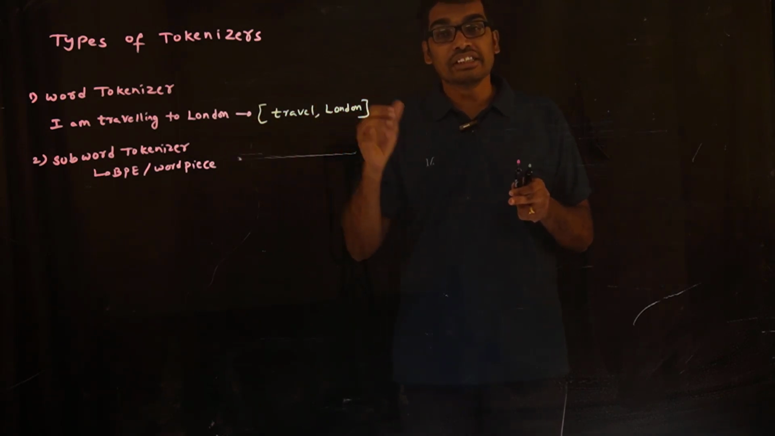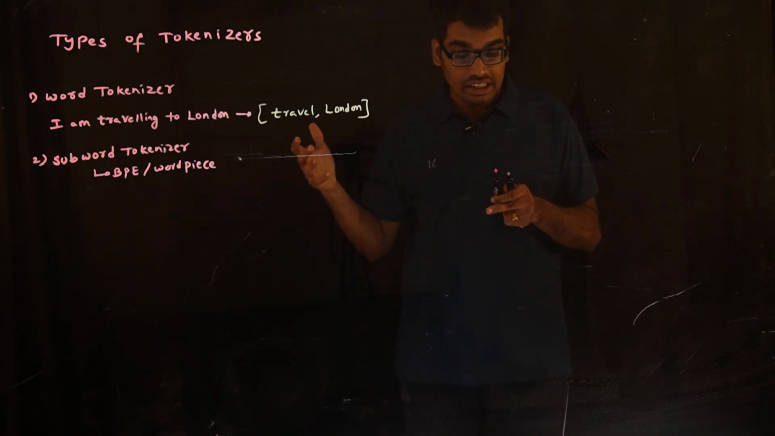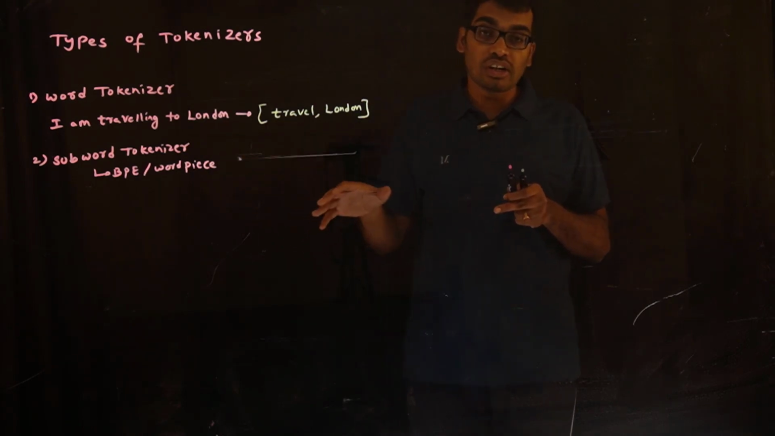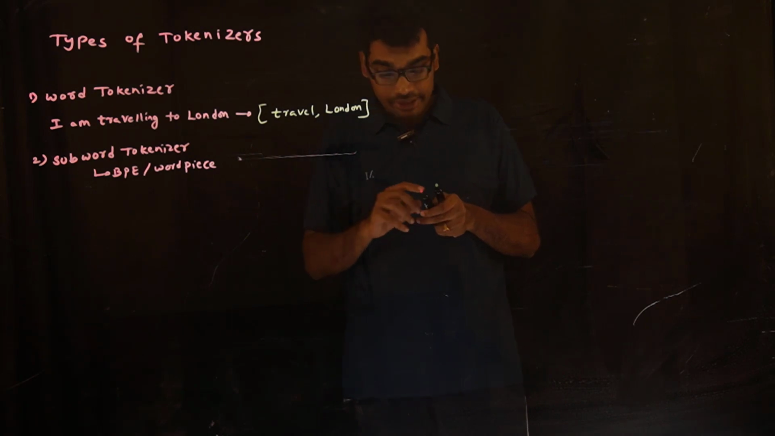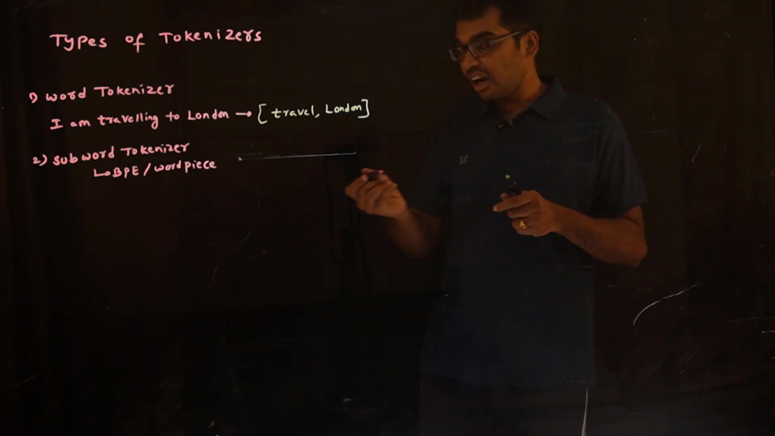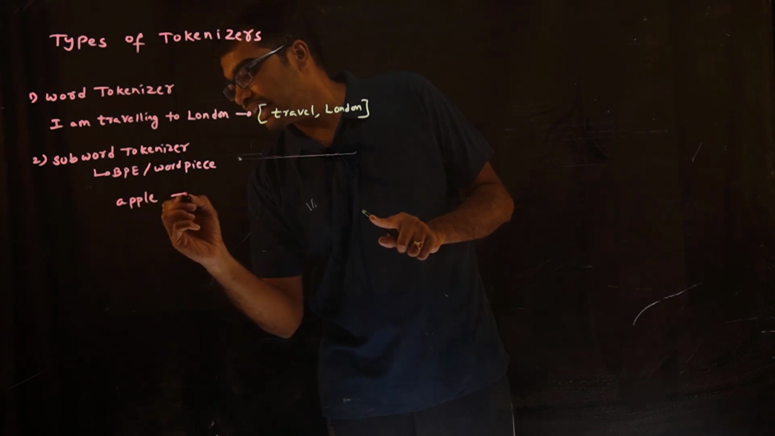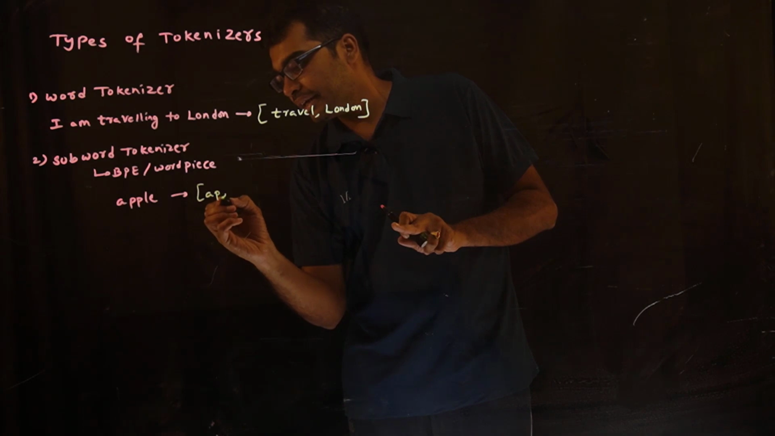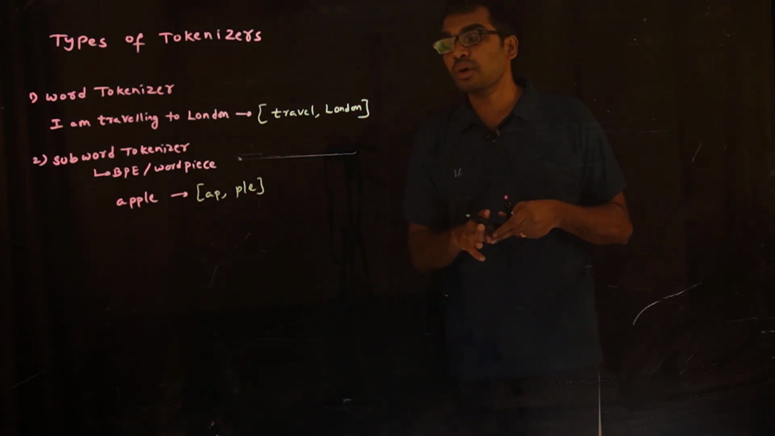That is the advantage. Whenever new data comes, it can handle those variations. It can handle even rare or unknown words which come from the test data. That is what makes it most powerful. For example, if I draw this apple example, it can break down apple into A, P, and then PLE. Like this it can also break down. So that is the subword tokenizer.